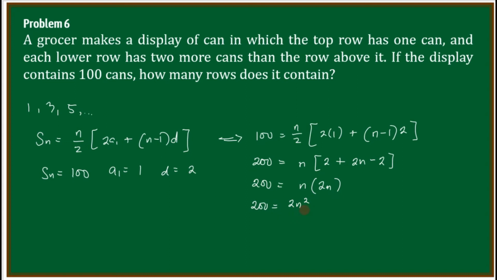Then, solve for n. Divide both sides by 2. Cancel. So, we have n squared equals 200 divided by 2 is 100. Then, we take the principal root. So, positive lang kasi alam naman natin ilang rows lahat. So, wala namang negative, di ba? So, square root of 100 equals 10. So, there are 10 rows. Yan yung answer natin. Kasi square root ng 100 is equal to 10.